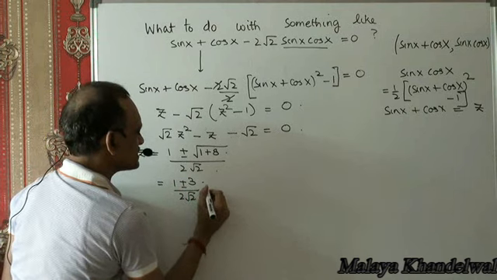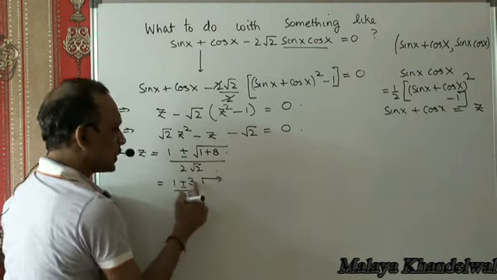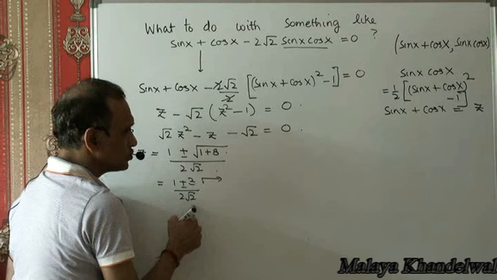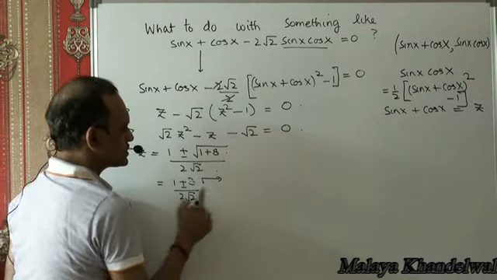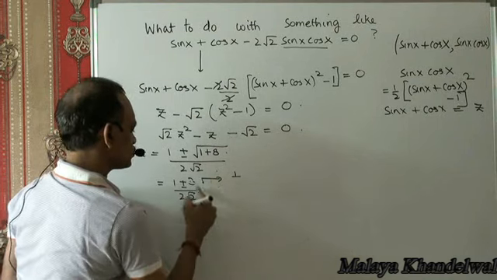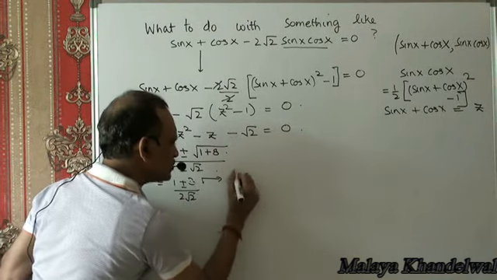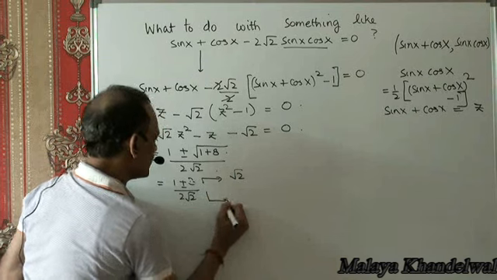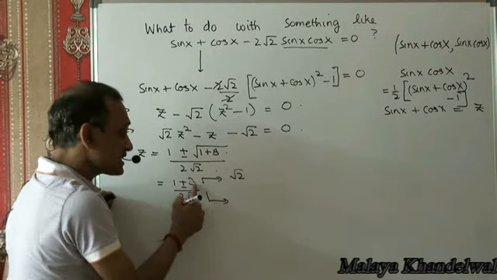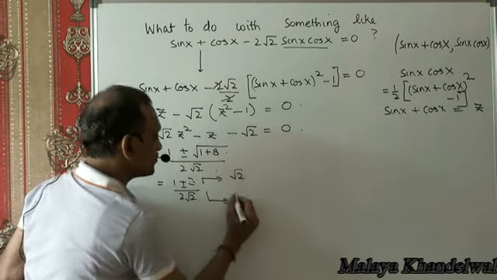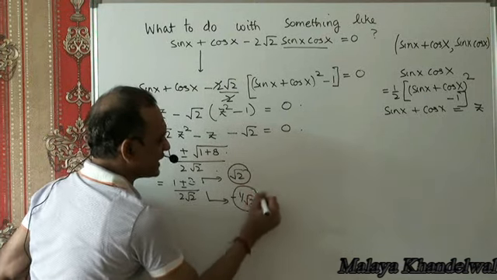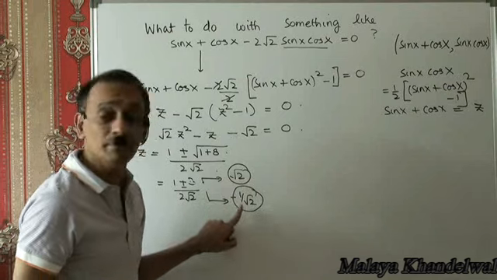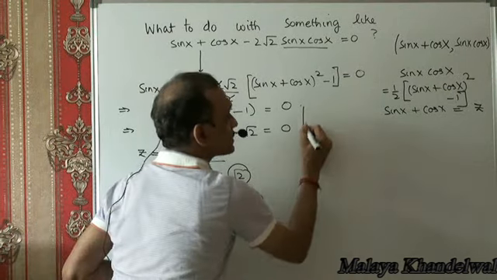If I take the plus sign, 1 plus 3, 4 by 2 root 2, that means 2 by root 2, which is root 2. That is one of the values I get. The other value, if I take 1 minus 3, so minus 2, will give me minus 1 by root 2, right? So these are the two values of z that I get: root 2 and minus 1 by root 2. Let me start with one at a time.